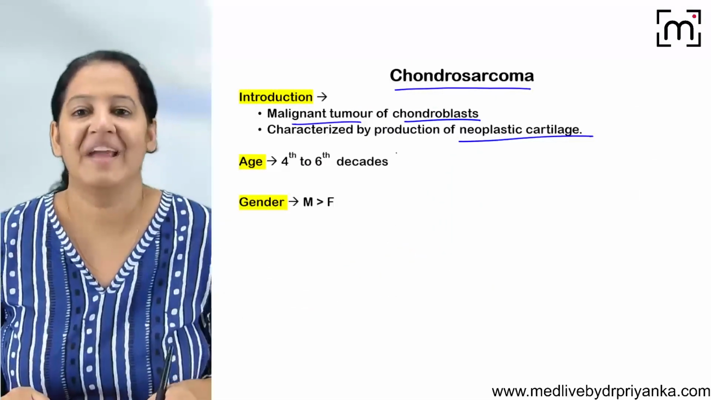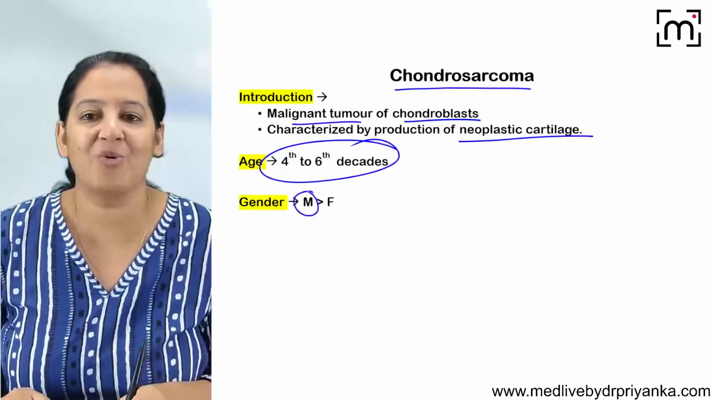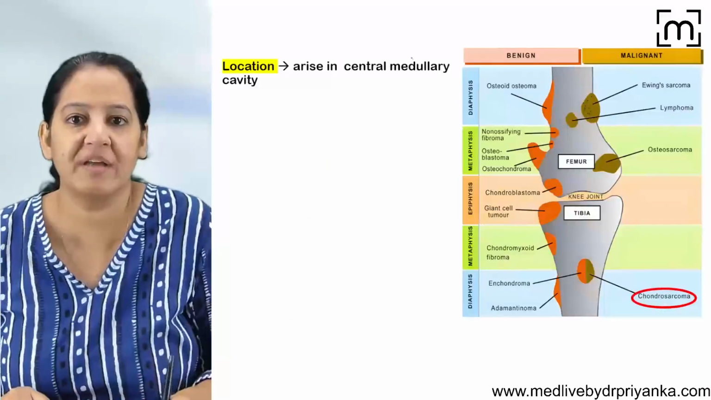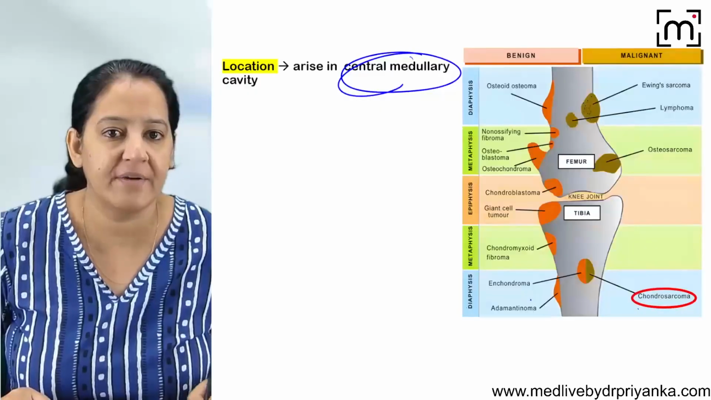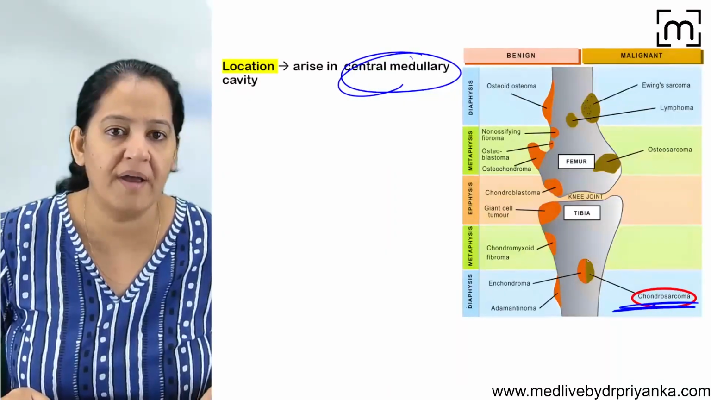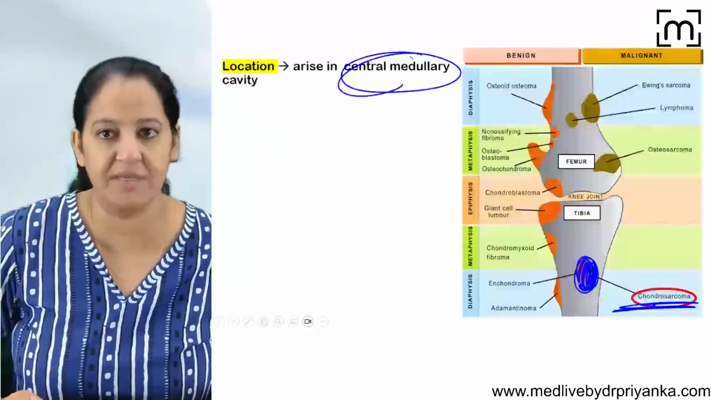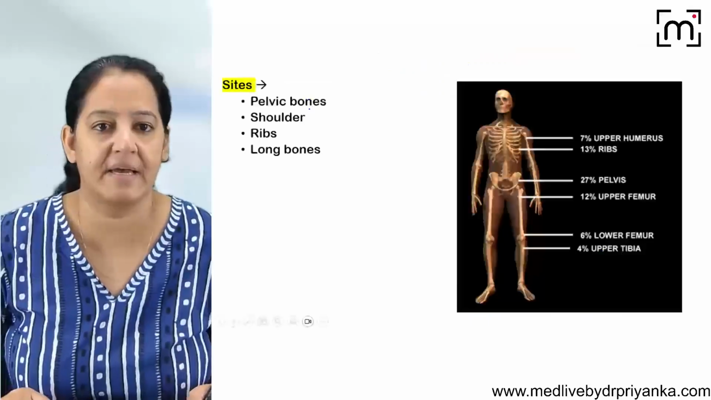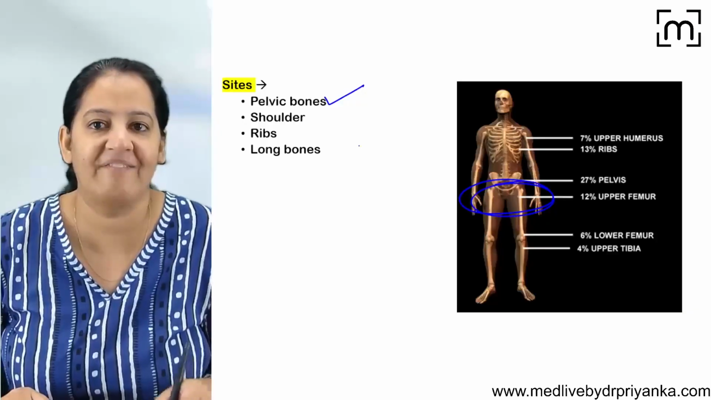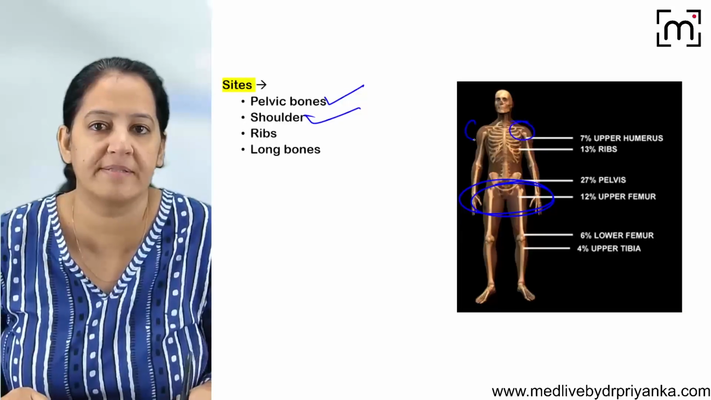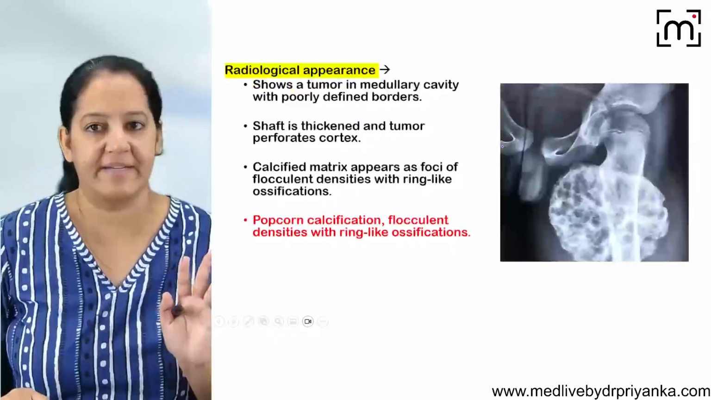Neoplastic cartilage is there. Age group: it occurs in relatively old age, 40 to 60 years. Again, it is more common in males as compared to females. Location: it starts from the central medullary cavity, from the diaphysis. Can you see, in the diaphysis, this is chondrosarcoma. So the location is the medullary cavity in the diaphysis. Sites: it mostly occurs in the pelvic bone, in the shoulders, in the ribs, and rarely in the long bones. So these are the sites you can see.